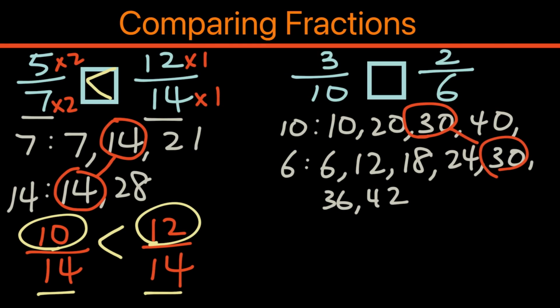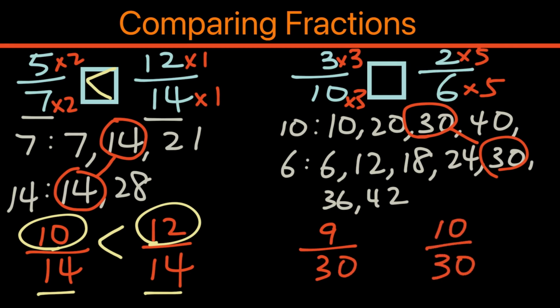To make both fractions with denominators of 30, 10 we need to times by 3. 6 we need to times by 5. And do the same in the numerator. And rewrite this, it becomes 9 over 30, 10 over 30. So this one's close. 10 is greater than 9, so it will go this way. And the final answer would be 10 over 30 is greater than 9 over 30, which means 2 over 6 is greater than 3 over 10.